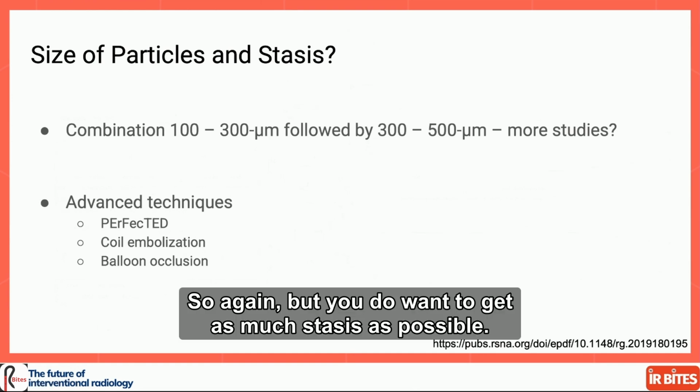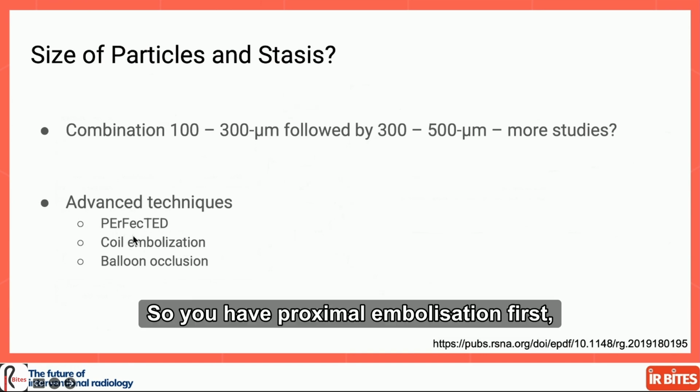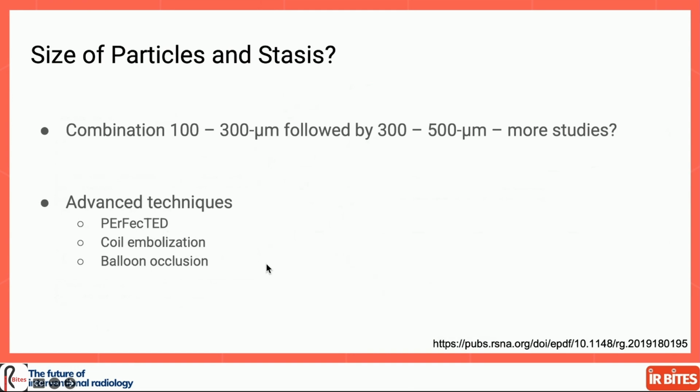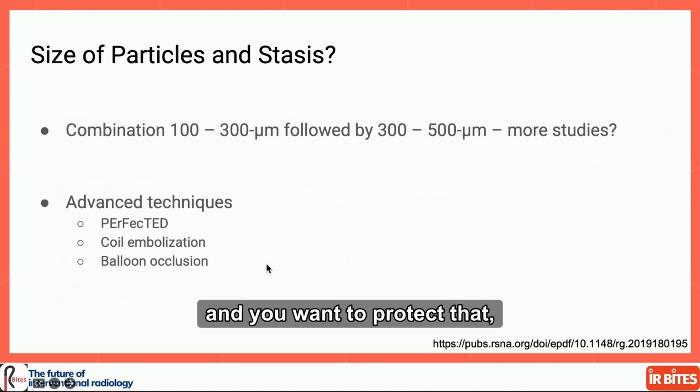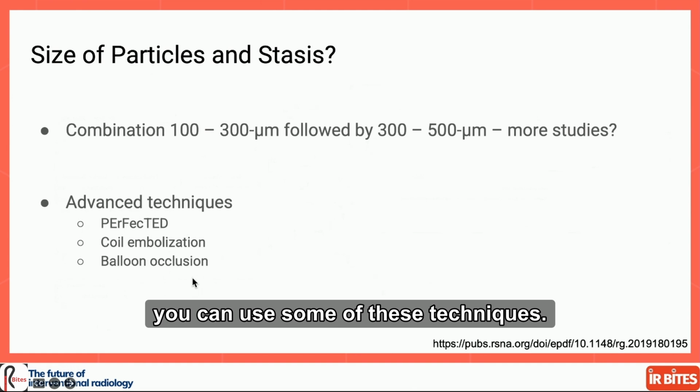So again, you do want to get as much stasis as possible, and that's where more advanced techniques come in. So you've got the PERFECTED technique, where you have proximal embolization first, and then embolize distally. You've got coil embolization, if there's variant anatomy and a different anastomosis and you want to protect that, or you want to avoid non-target embolization. You can use some of these techniques.